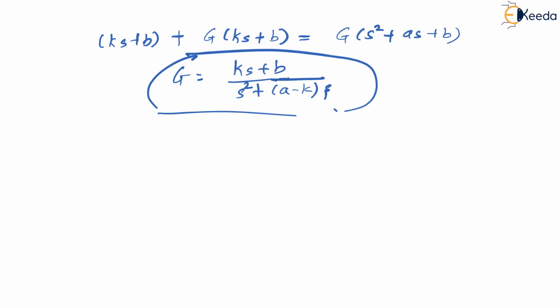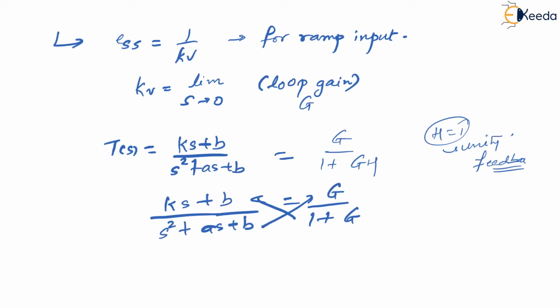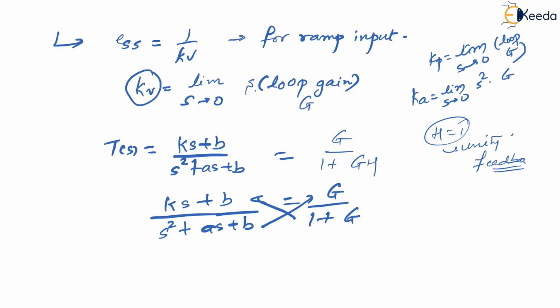Now let us find KV and then ESS. Very simple, right? Now how to find KV? KV is nothing but limit as s tends to 0 of s into G of s. Is that correct? Now this is equal to limit as s tends to 0. By the way, here this is just G multiplied by s, because it is KV. If it was KP, then it would have been limit as s tends to 0 of the loop gain, or we can say G. If it is Ka, then it becomes limit as s tends to 0 of s squared into G, correct? So if it is KV, definitely here also we are having s, right?